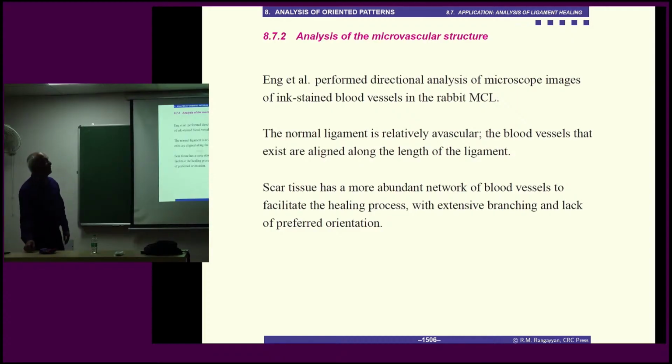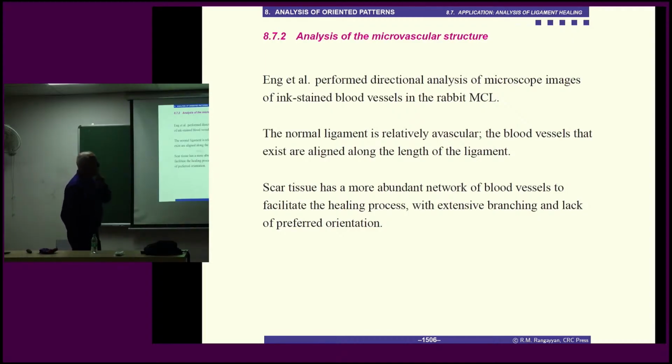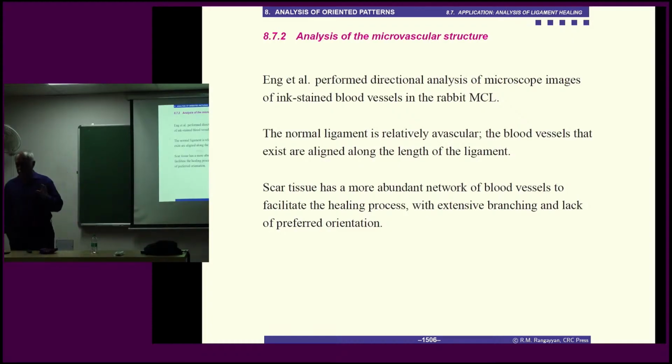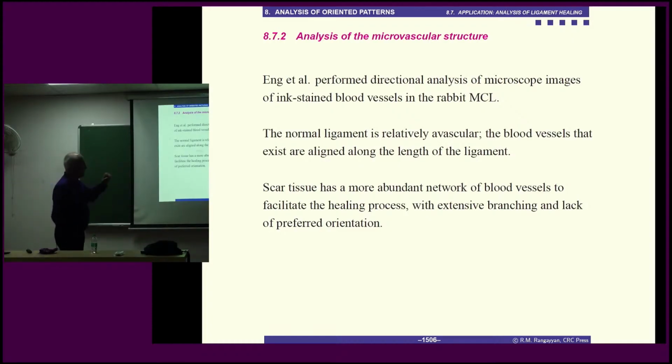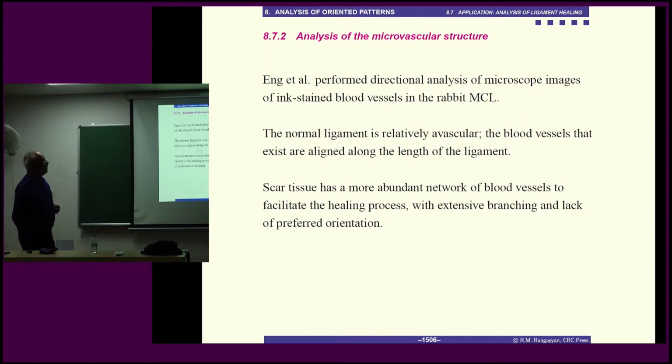Okay, let's look at another application with ligament healing again. Dr. Bray, a colleague of Dr. Frank, and Dr. Frank himself were engaged in this project, and this was their project, and we contributed the image analysis part. And Kevin Eng did his research project with me and developed these methods and results.